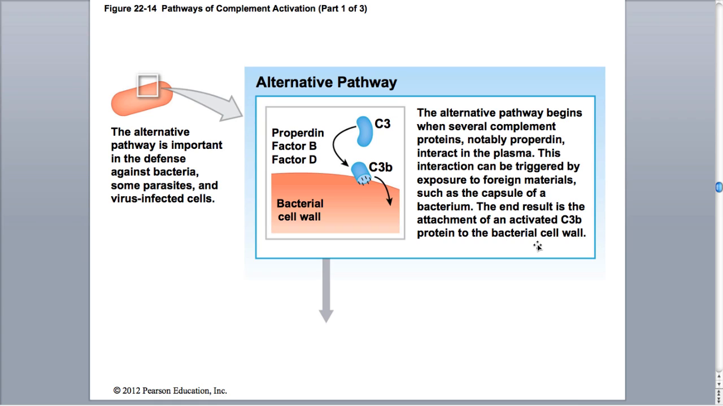So regardless of how we do it, either we have an antibody attaching to the cell wall or we recognize stuff coming off the cell wall. So let me say that again. This interaction can be triggered by exposure to foreign materials such as the capsule of the bacteria. So we shed skin. Well, if we can identify stuff that we are shedding, we can still react to that. So it doesn't have to be directly the skin, but stuff that we are releasing.